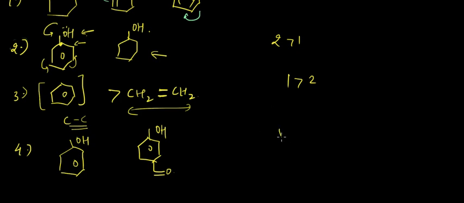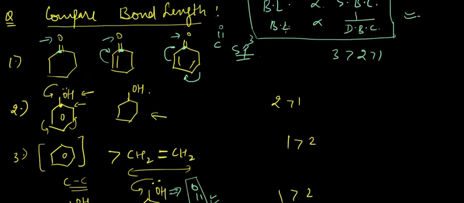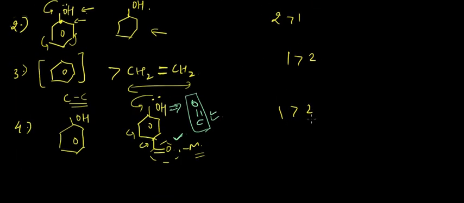So the bond length would be of order this. Why? Because this is a minus M group. As the minus M group is attached to the phenyl ring, more electron density would shift to this oxygen. And as more electron density shifts to this oxygen, there would be more double bond character between this carbon and oxygen bond. Hence more double bond character, less is the bond length. Hence the second compound's bond length will be lesser than the first compound's bond length.